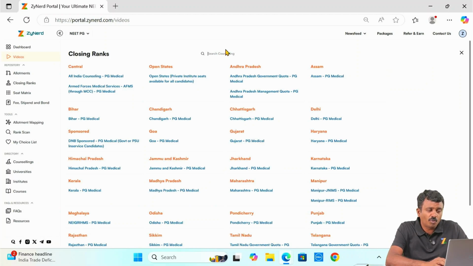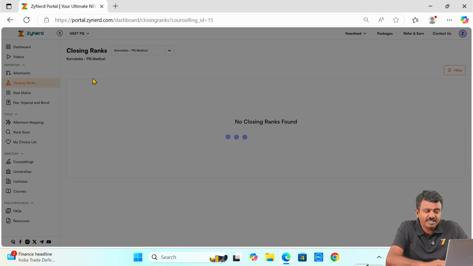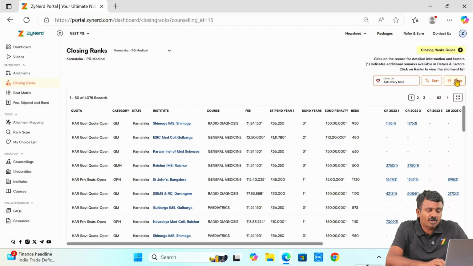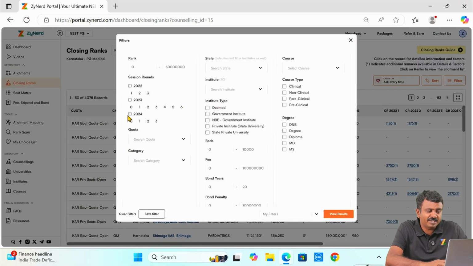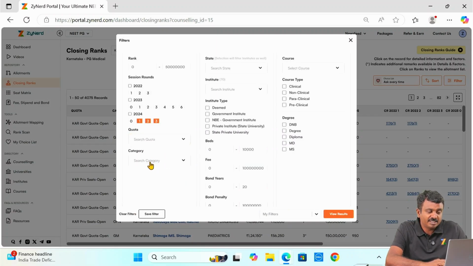Second, if you want to know what all is possible, you can always look at Karnataka PG Medical. Here, just under closing rank, select Karnataka PG Medical and select 2024. Zero is the mock round which Karnataka conducts. You can look at round 1, 2 and 3 and then select the quotas that you are interested in. In case you are interested in the management quota seats of Karnataka, just open here and select open and MNG quota seats. These are seats which are open for every candidate across India and Karnataka, and you can see view results over here.